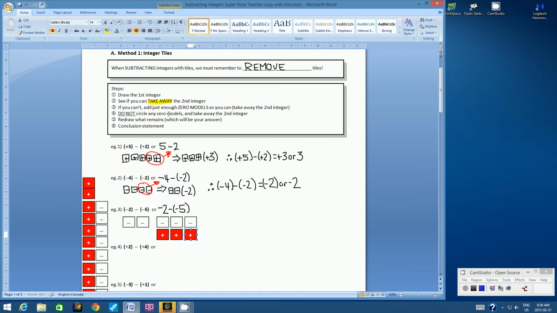Do not circle any zero models. Up until now, when we used addition, we always circled zero models. But for subtraction, we do not. And take away the second integer. Well, the second integer is -5. So now, the fun part, let's take away the 5 negative tiles.